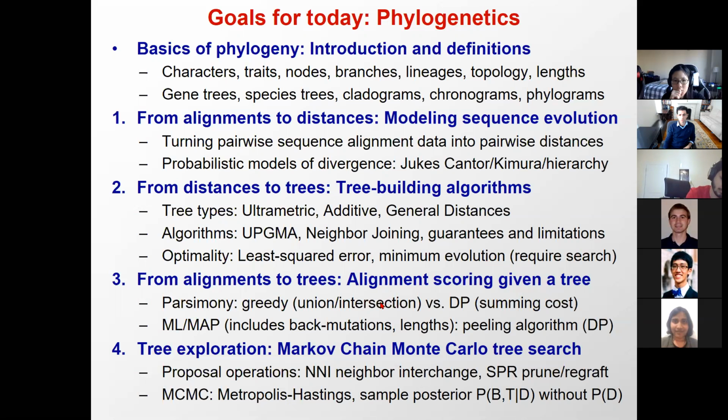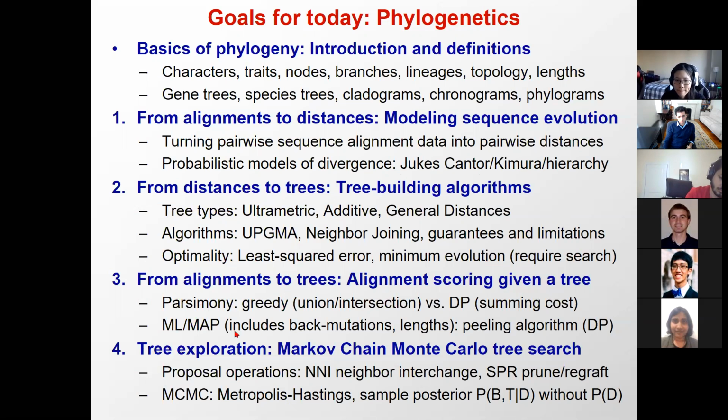All right, so who's with me here so far on sections 1 and 2? So we basically saw how we can turn alignments into distances and how we can turn distances into trees. Okay, so we're at 60, 40, 0, 0, 0.